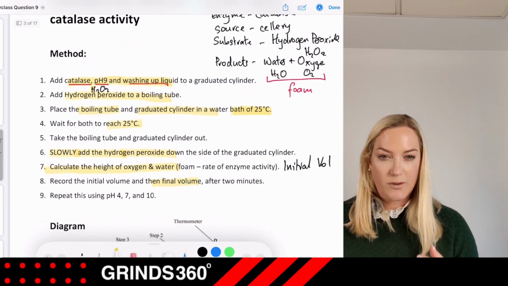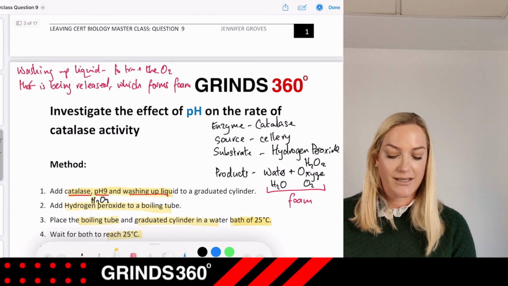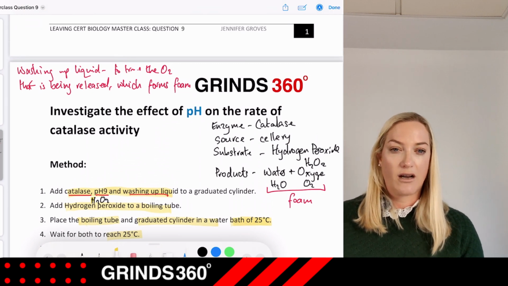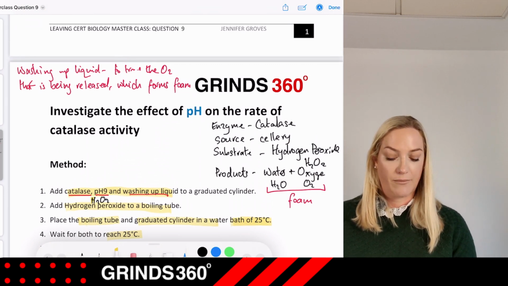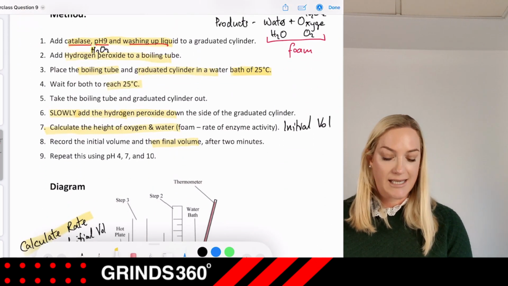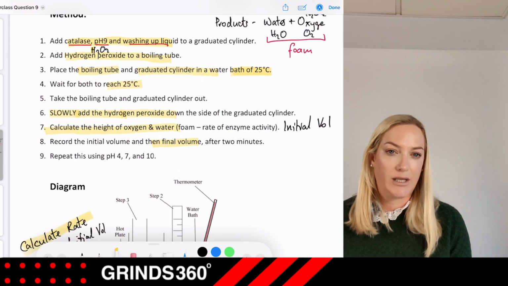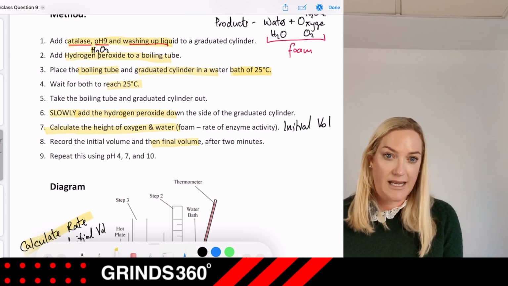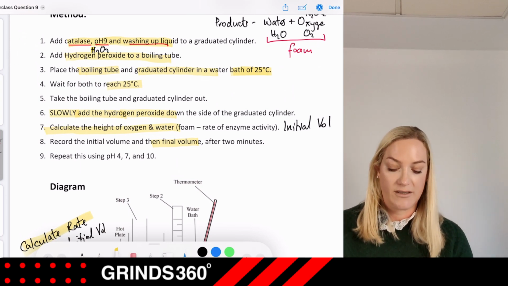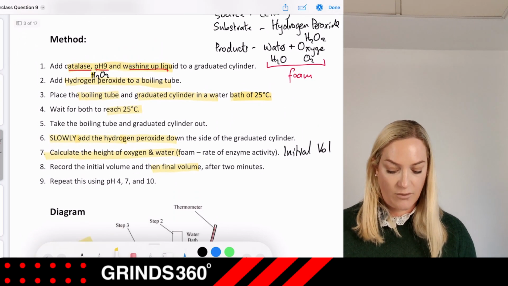Then, because the experiment says investigate the effect of pH, that is what our independent variable is. This is what we're changing. So we're going to repeat the exact same procedure. You can say repeat using pH 4, 7, 10, different pHs. I would use 4, 7, and 10. I did start with 9, which is our optimum. So a few things here.